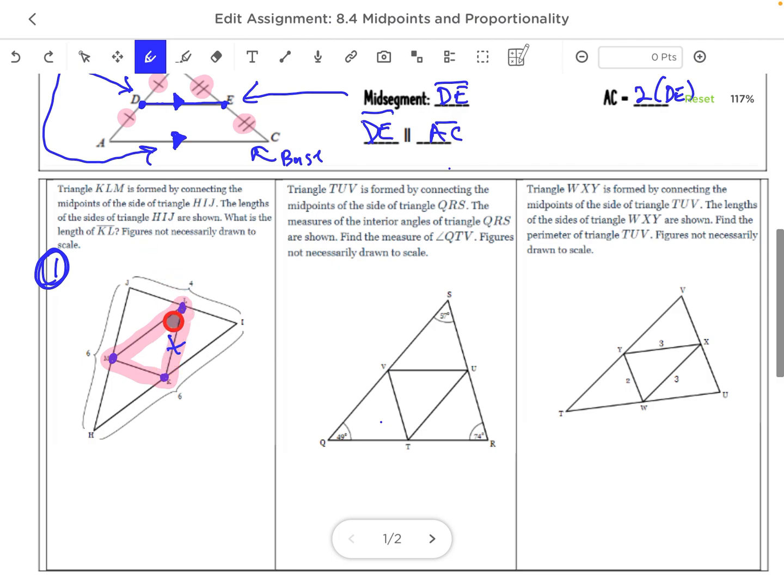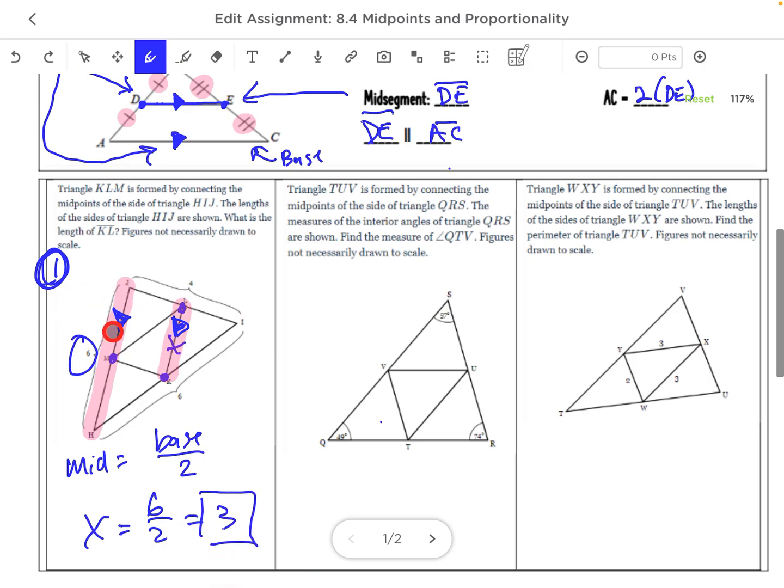Well, if this is the midpoint, and this is the midpoint, here's what we know. We know that this and this are parallel, right? So we can say that those are parallel. Well, if those are parallel, then what's the relationship? If this is 6, we said this has to be half of that. So the midpoint is the base divided by 2. So that means x is going to be 6 divided by 2, which is 3.